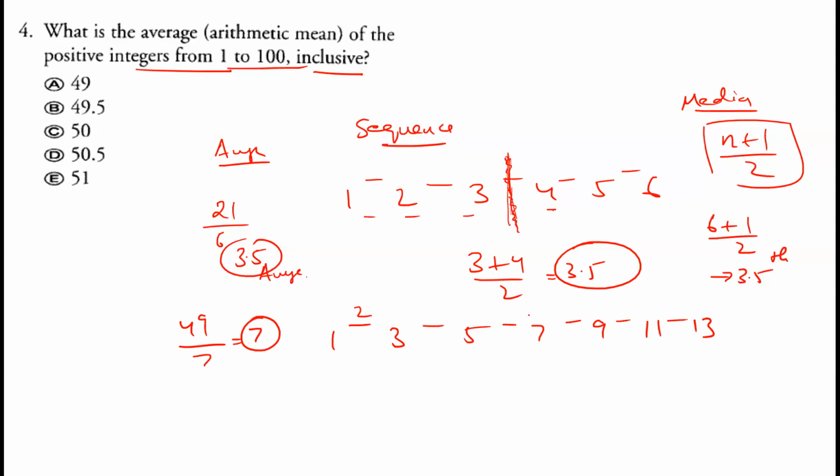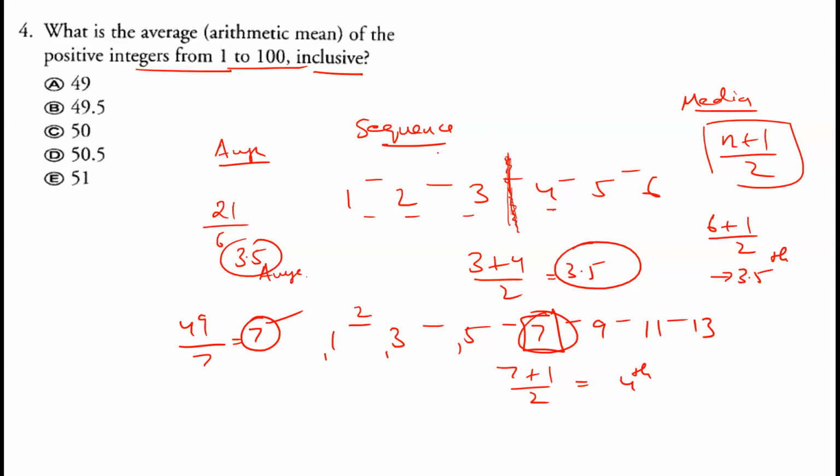Or I find the middle number, the median. So we have 7 numbers. 7 plus 1 divided by 2 is the 4th term. This is the 1st term, 2nd term, 3rd term, and the 4th term. The 4th term is 7. So the average is also 7.